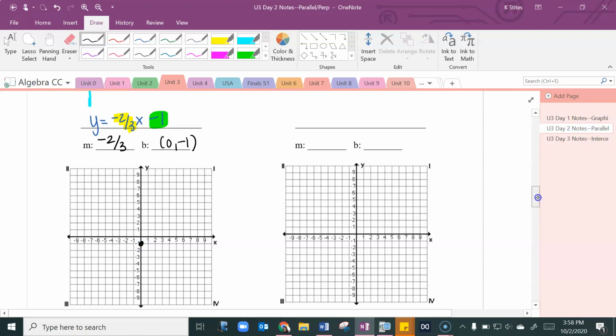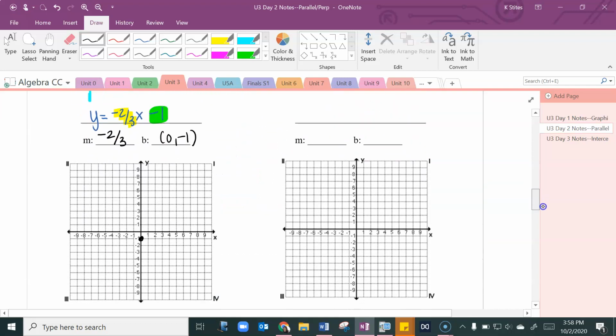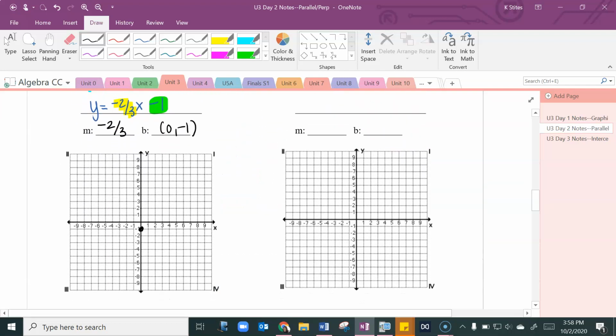Okay, I'm on to step 4. Use m to go up and right or down and right. Because my slope is negative, I will be going down and right. Down 2, right 3, because that's -2/3. And then once I run out of room, I'm going to go back up to the left 3. And draw your line. Because it's a negative slope, it should be going downhill, which it is.